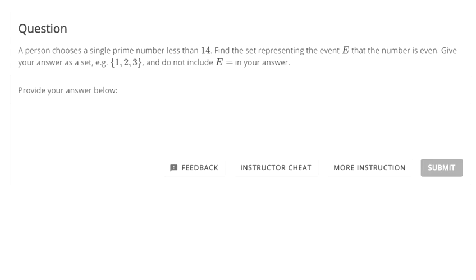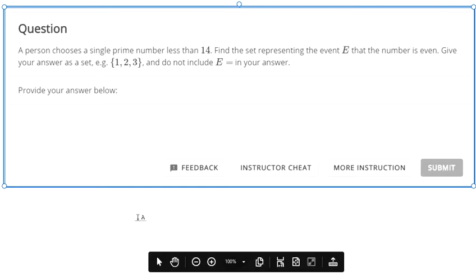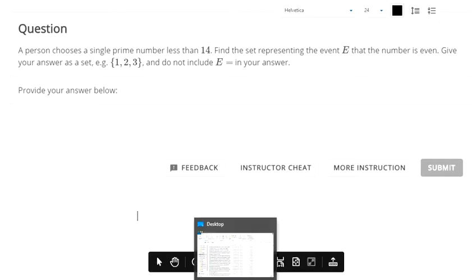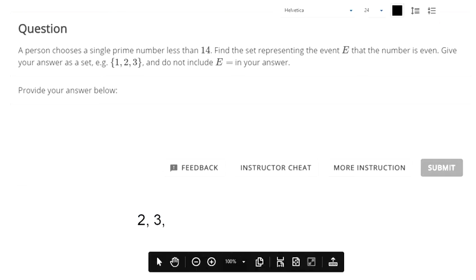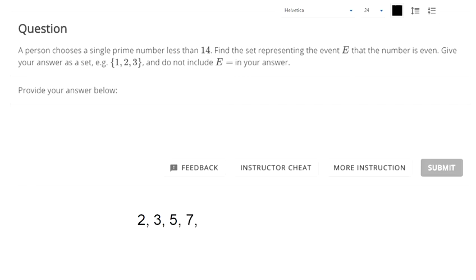Okay, a person chooses a single prime number that's less than 14. So we could list out those options real quick. A prime number would be like 2, 3, 5, 7, not 8, not 9, not 10, 11, not 12, 13. Those are the prime numbers that are less than 14.